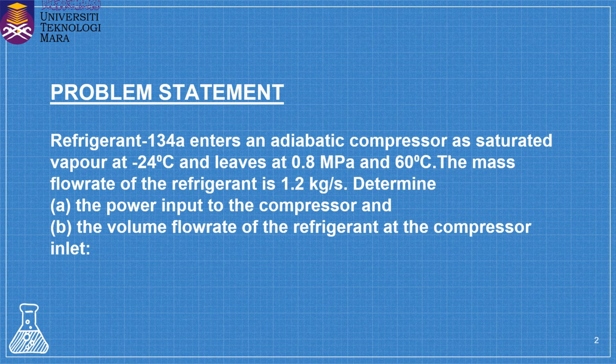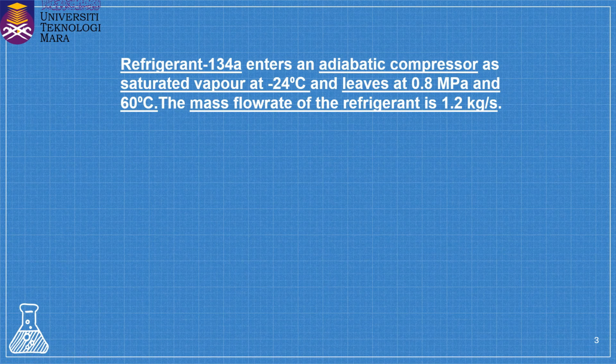The problem statement states that refrigerant 134A enters an adiabatic compressor as saturated vapor at negative 24 degrees Celsius and leaves at 0.8 megapascal and 60 degrees Celsius. The mass flow rate of the refrigerant is 1.2 kg per second. Determine A, the power input to the compressor, and B, the volume flow rate of the refrigerant at the compressor inlet. From the problem statement, we must highlight the important things that can help us answer the question.